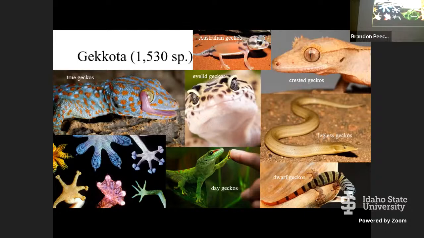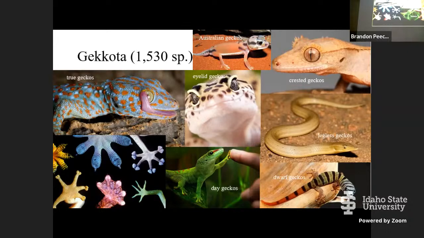Geckos are famous for their ability to climb on walls and ceilings. See if you guys remember your chemistry. They have so much surface area on their toes, all these little lamellae, all these little layers, that they literally can hold themselves on walls and ceilings using, see if you remember this, van der Waals forces. They're not actually sticky, they're not actually slimy. It's just so much surface area that they stick, which is insane.